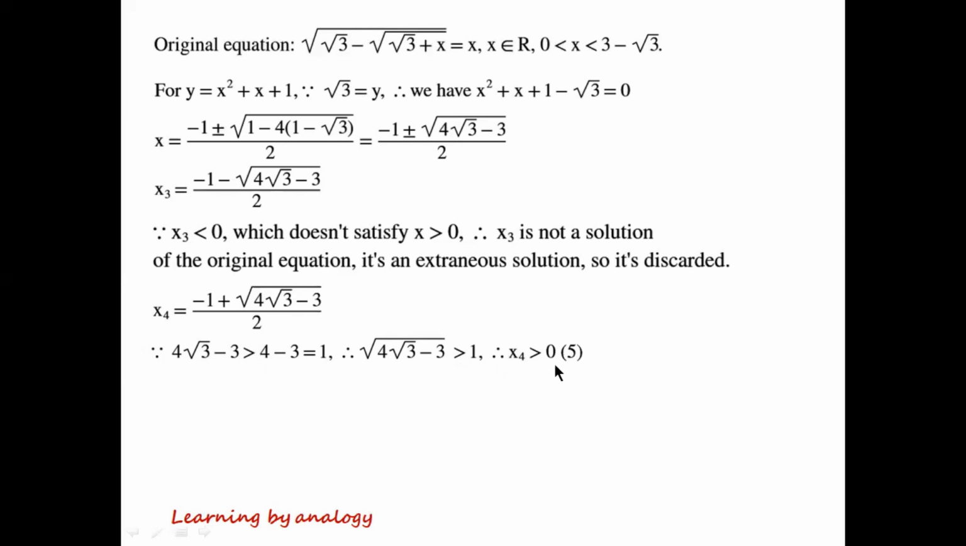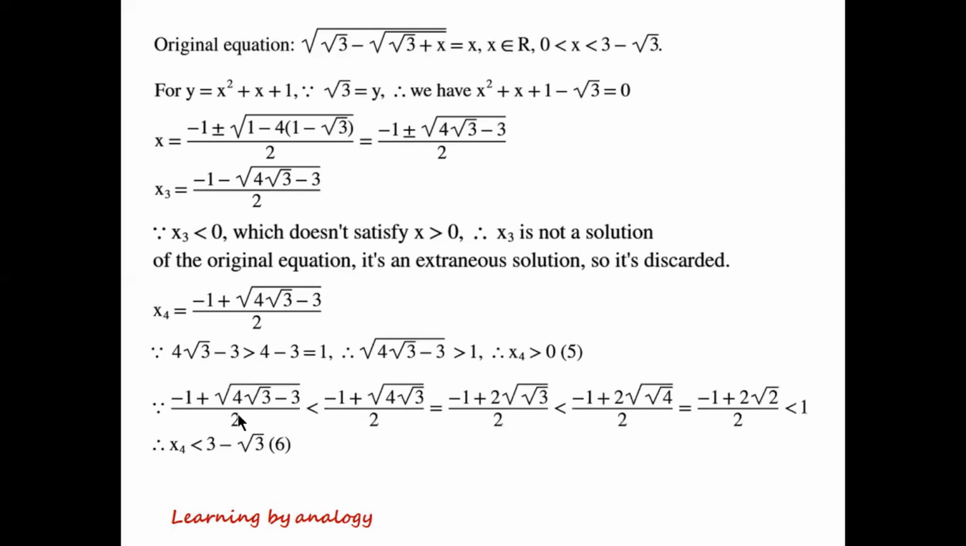So x4 is greater than 0, because minus 1 plus root of 4 root 3 minus 3 over 2 is less than minus 1 plus root of 4 root 3 over 2, which equals minus 1 plus 2 root of root 3 over 2, which is less than minus 1 plus 2 root of root 4 over 2, which equals minus 1 plus 2 root 2 over 2, which is less than 1. So x4 is less than 3 minus root 3.